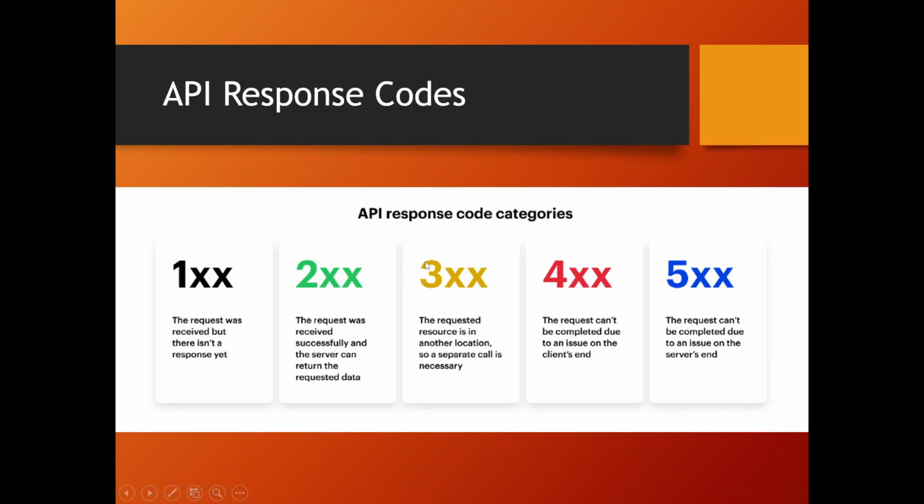Okay, then starting with 3, the requested resource is at another location, so a separate call is necessary. So one part is complete, the next part is pending. So in that case it starts with 3. And starting with 4 means the request cannot be completed due to an error on the client side. Okay, and the fifth one, starting with 5, the request cannot be completed due to an issue on the server end.